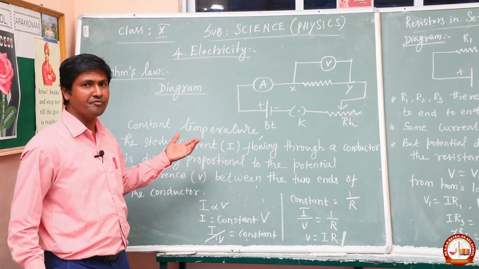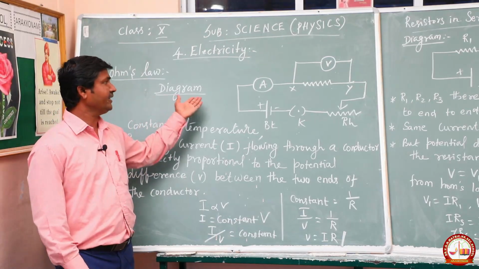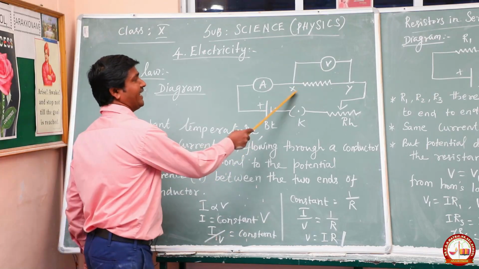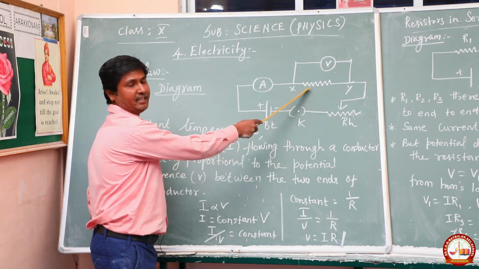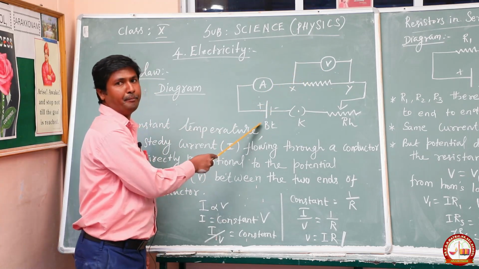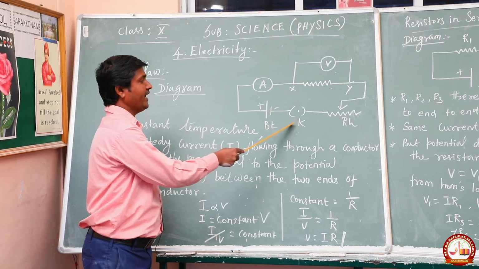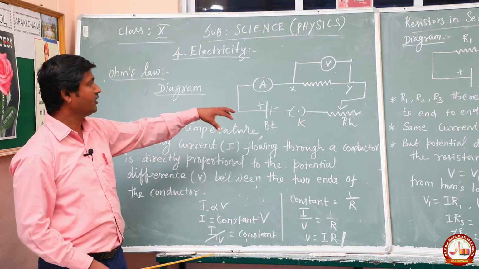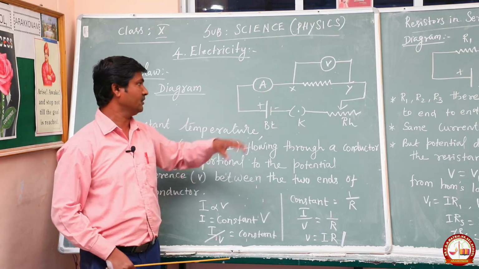Okay, next Ohm's law. First, neatly draw the diagram. This is the Ohm's law diagram. This is the conductor XY. A is an ammeter, V is a voltmeter, BT is a battery, K is a key, RH is a rheostat. So draw all the circuit diagram connections.